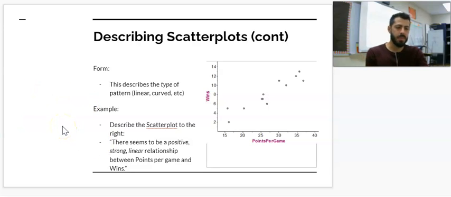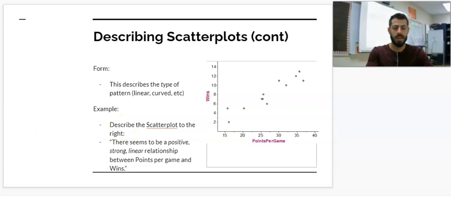So, the example that we have here to the right. Describe the scatter plot. Well, I see that it goes from bottom left to top right, so I would make the argument that it is a positive relationship. I would say these points are relatively strong. They are relatively close together, so this is a strong relationship. And it's linear, right? It doesn't seem like it's curving up or down, so I would say this is a positive, strong, linear relationship, points per game and wins, which makes sense. It makes sense that in any sport, if you score more points in a game, you win more. And there you go.